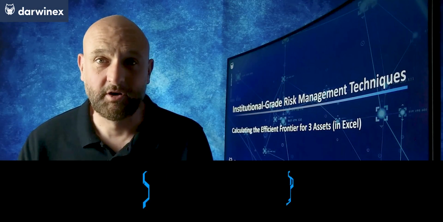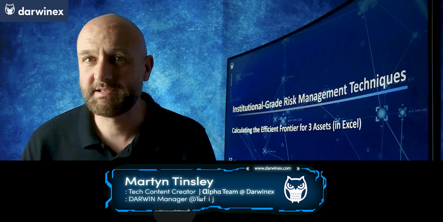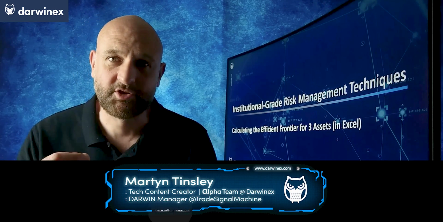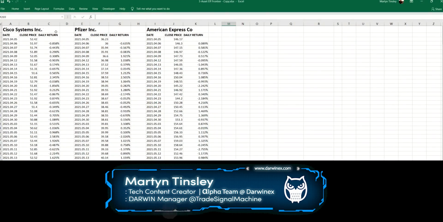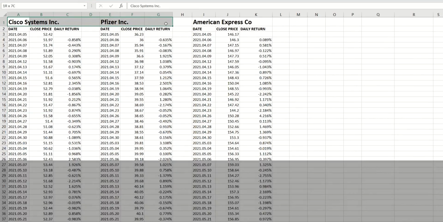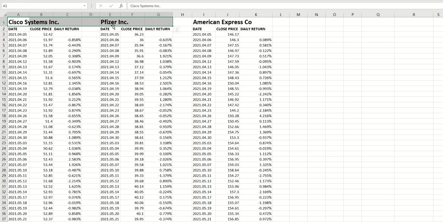Today, I'll build on everything we've done so far in Excel and extend this to three assets. Let's make a start. As you can see, I've used the same two stocks that I used previously when we went through this process for just two assets, and that's Cisco Systems and Pfizer. But now I've added an additional one for American Express, and I've got the same date range here, so we're going to be performing our calculations based on a year's worth of data.